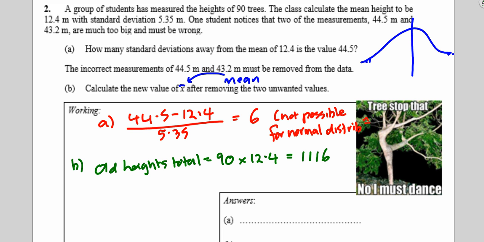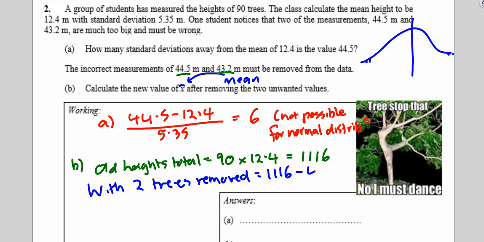So now we're saying that we're removing this one and we're removing that one. So what would be our new height total? 1116, that minus those two? With 2 trees removed. Yeah, exactly. It would have been the 1116 minus those two. 44.5 minus 43.2.